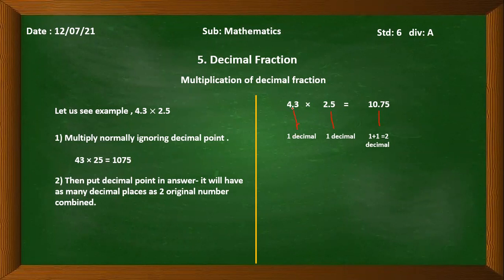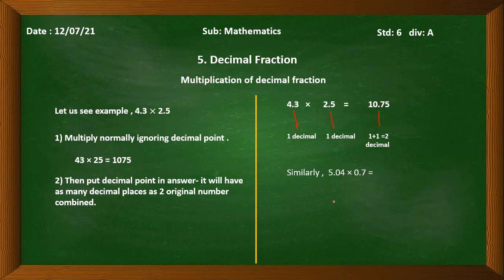So again I am saying, what we did first, we did multiplication ignoring the decimal point. After that, we only calculated the decimal places, which is 4.3 has one decimal place, 2.5 has one decimal place. We added those, we got two decimal places. So we put the decimal in the answer after two digits. So we got 10.75. Okay.